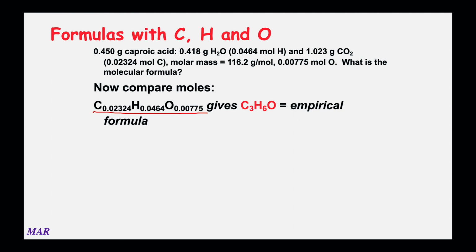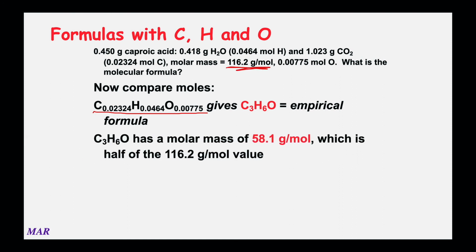And again, getting the oxygen was the funky part. We had to subtract the C and H away from the total 0.450 grams to turn it into moles. But that's how this is done. Now, the empirical formula is not the final answer. We need to figure out how the empirical formula relates to the molecular formula, and that's where we need the molar mass, which we haven't used yet.